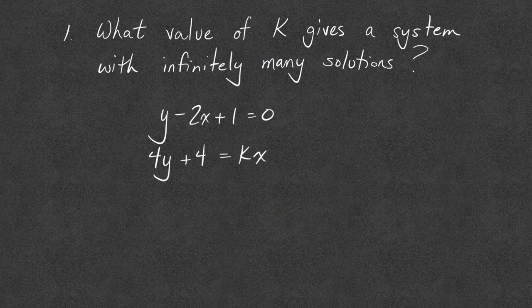So you take a look on the screen and you can see the problem that we're asked to deal with. What value of k gives a system with infinitely many solutions? And there's your system, so we can talk about it properly. There is equation 1, and there's equation 2. So you need to come up with the value of k so that that system would have infinitely many solutions.